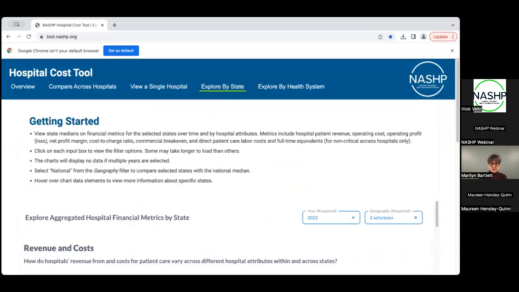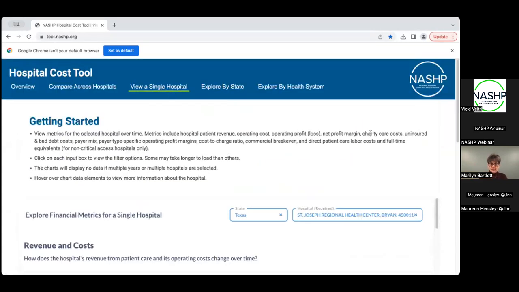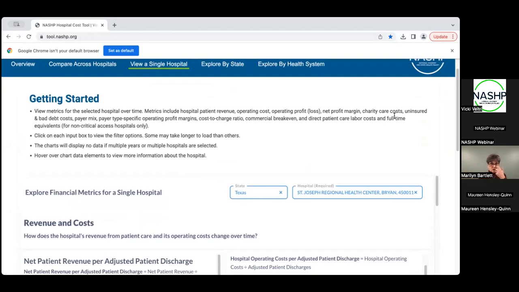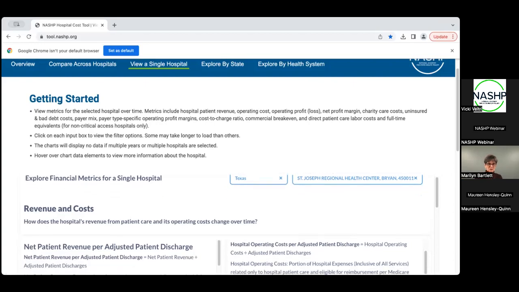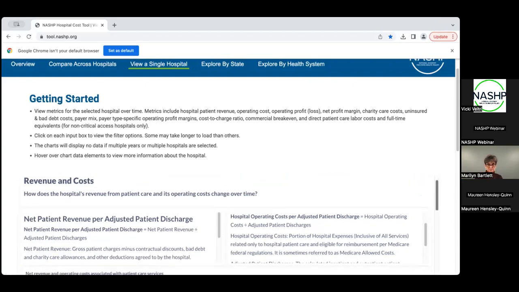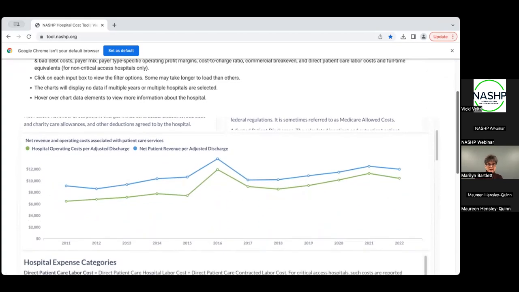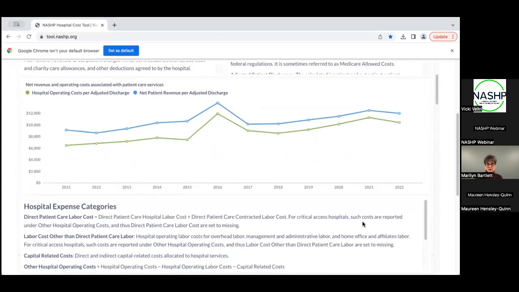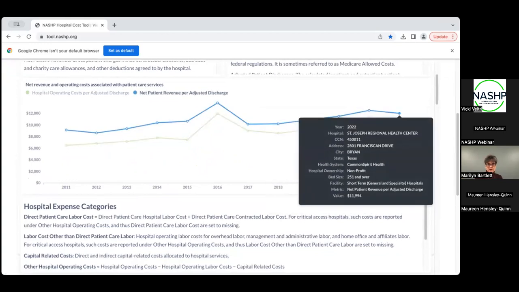So now we're going to focus on a hospital and review a single hospital. We chose the Texas hospital. We chose St. Joseph Regional Health Center in Bryan. It's interesting because this hospital was owned by Catholic Health Initiatives, CHI. And in 2019, it combined with Dignity Health to form Common Spirit. So it's an interesting one to look at with the change in ownership. So the first chart here will tell us the net patient revenue per adjusted discharge and the cost. This spread here will be your operating profit.